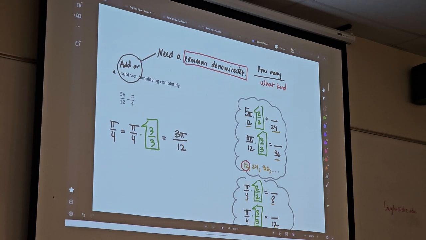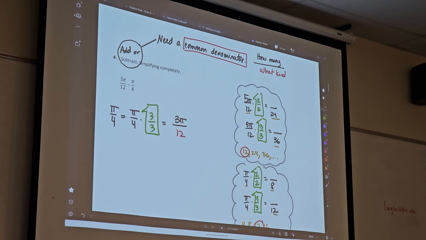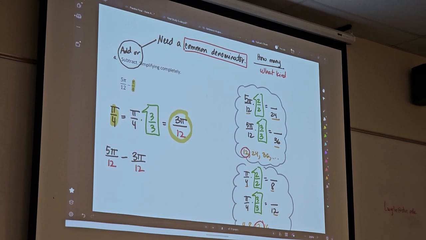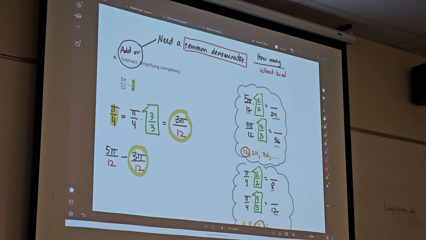Right. Now I've got 12ths. So 5 pi over 12 minus pi over 4. Well, pi over 4 is 3 pi over 12. Is my color coding clear? We made a little substitution, right? So beautiful.